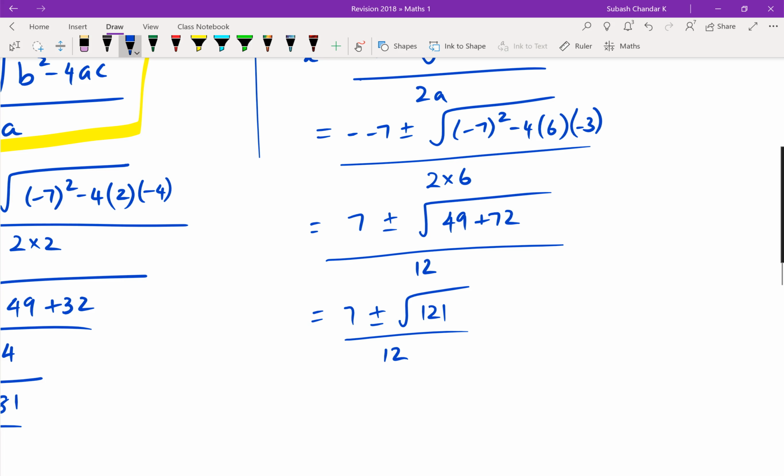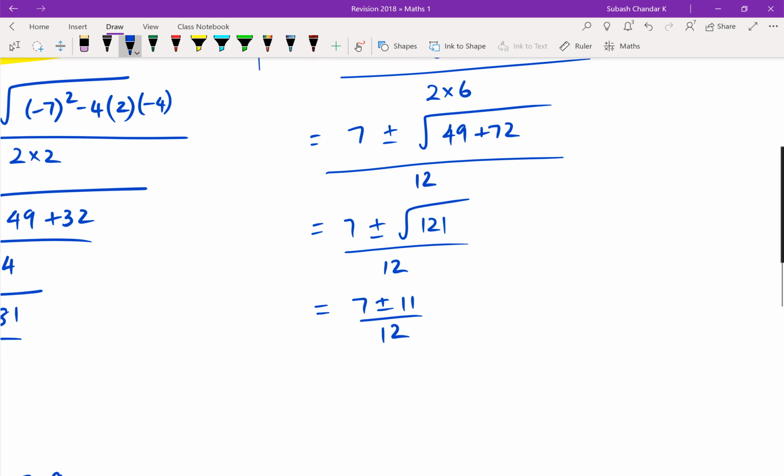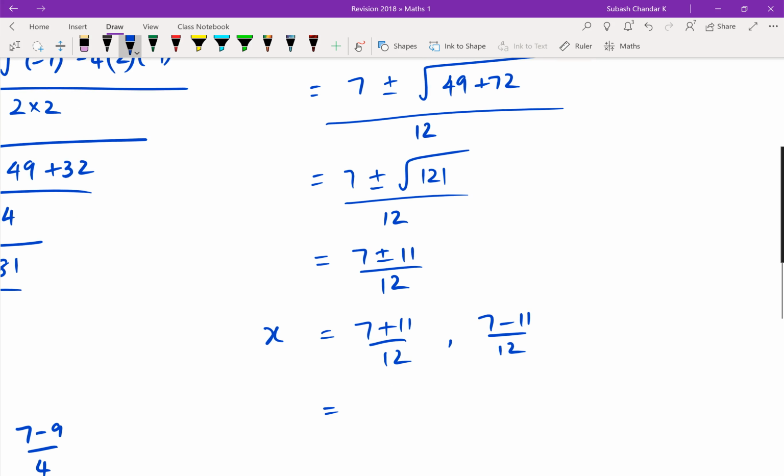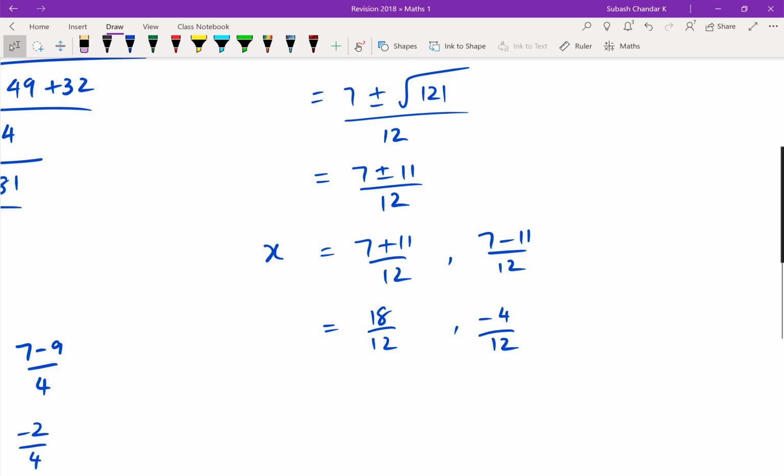Okay, I'll show you guys one other trick before we finish off today. So this will end up being 7 plus or minus 11 over 12. So x is equal to 7 plus 11 over 12, or 7 minus 11 over 12. The first one is going to be 18 over 12. The second one is going to be negative 4 over 12. Really important that you factorize these numbers to as small as possible. So this is going to be 3 over 2 and negative 1 over 3.